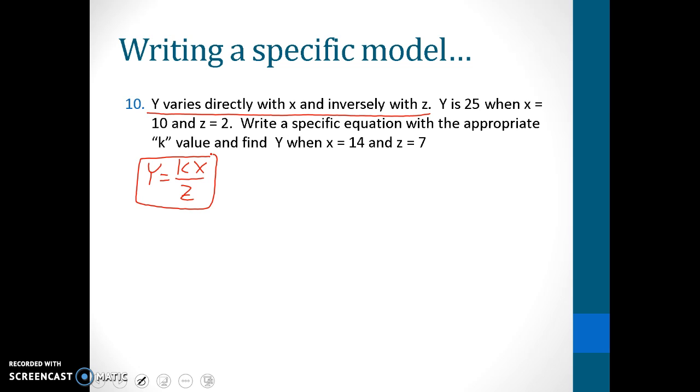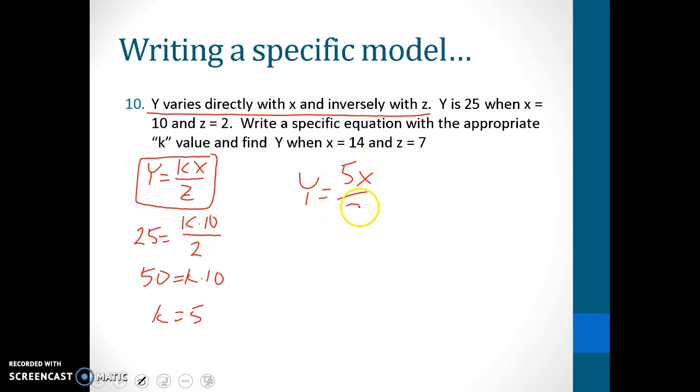So we're going to have to plug in some numbers so that we can figure out what the K value is. The next sentence says that y is 25, so I'm going to replace the y with 25. I don't know what K is, but it says y is 25 when x is 10. So I'm going to put a 10 in for x, and when z is 2. And so now I want to figure out what the K value is. I'm just going to multiply both sides by 2. So I'll have 50 equals k times 10. Divide by 10, and k is 5. Which means my real equation with the k value in it is going to be y equals 5x over z. So there's my specific equation with the appropriate k value.